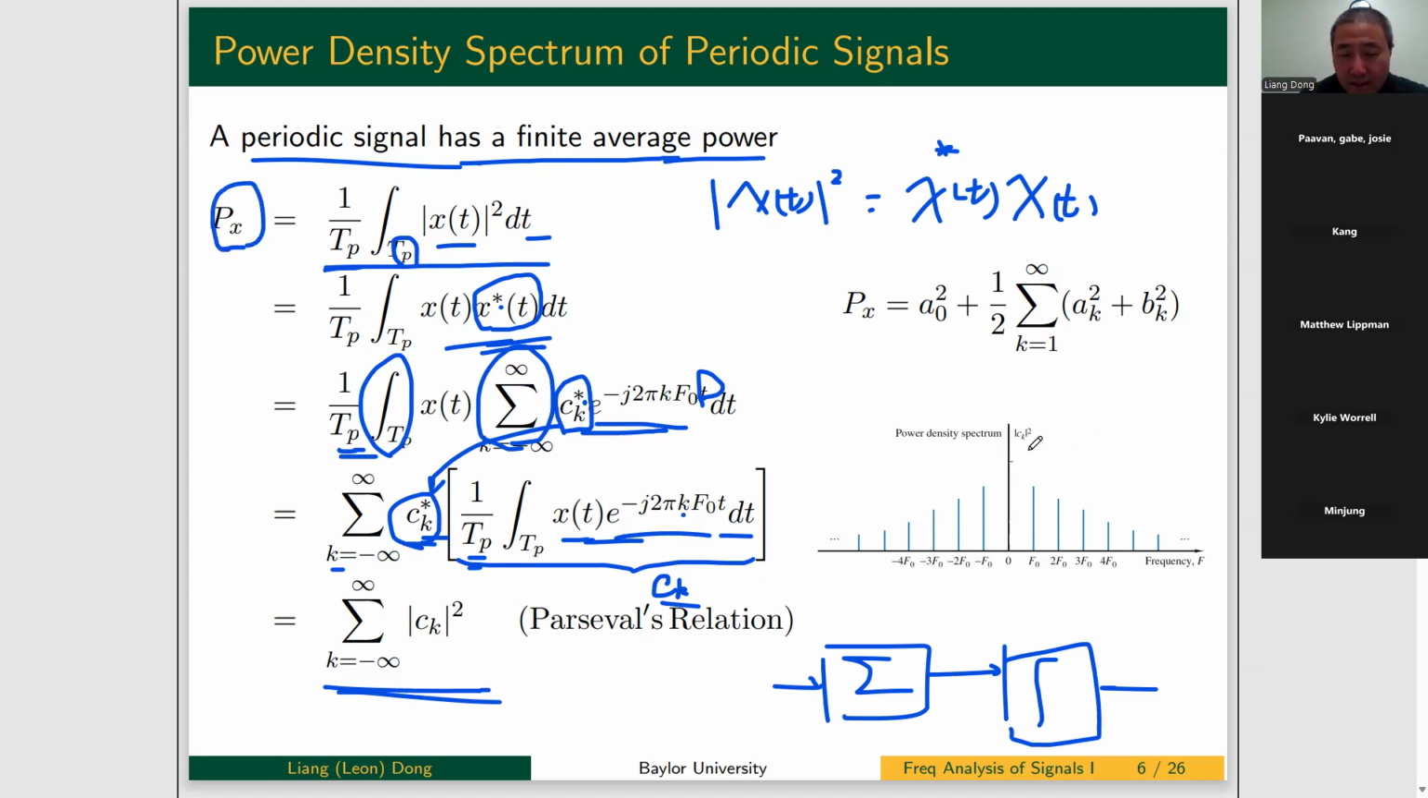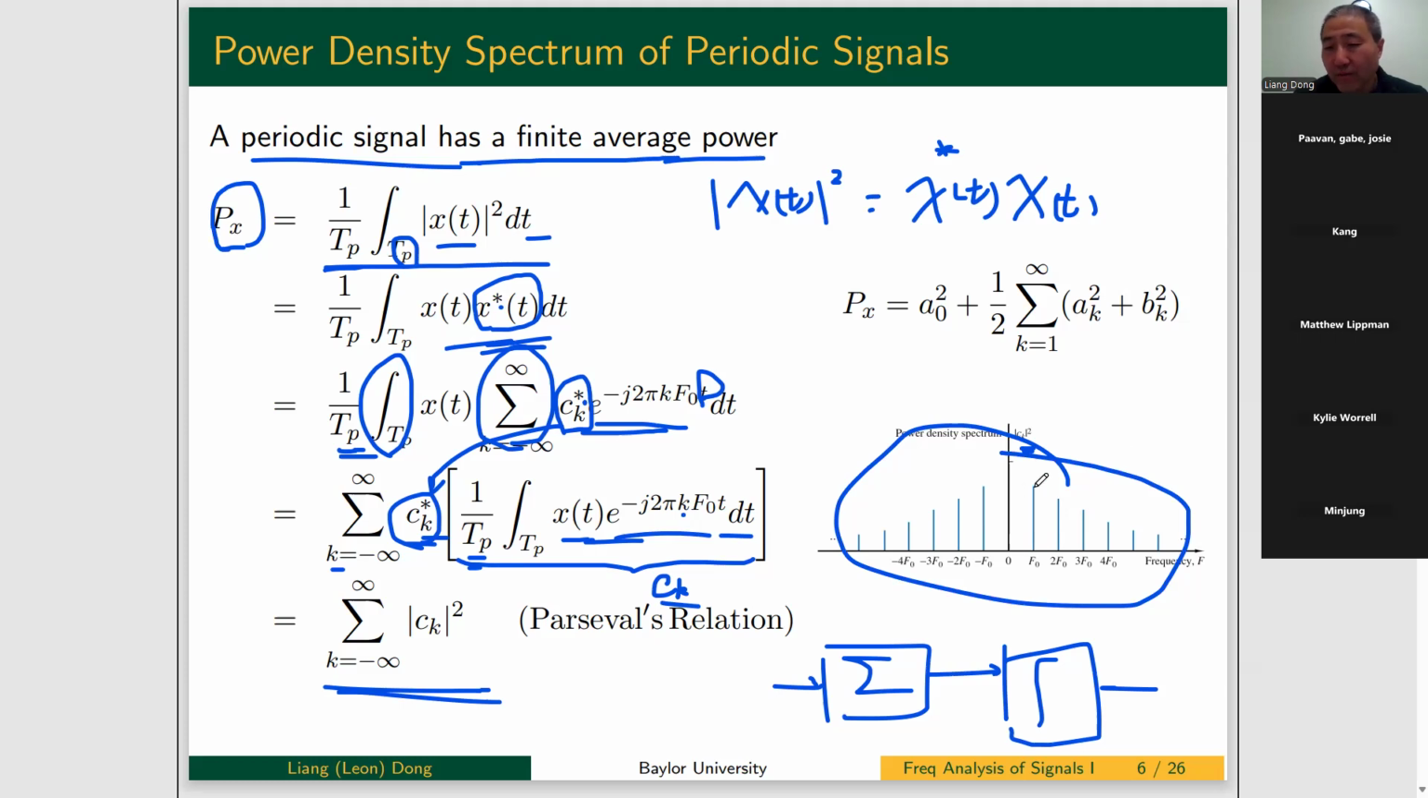So if you look at C sub k's in this plot on the right, a frequency domain plot, I can plot this out because C sub k squared is a real number. It's not complex, so I can easily plot it here. If you add all these together, that will give you the average power of your periodic signal.